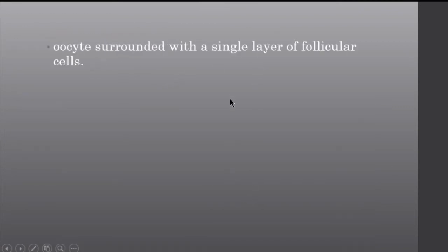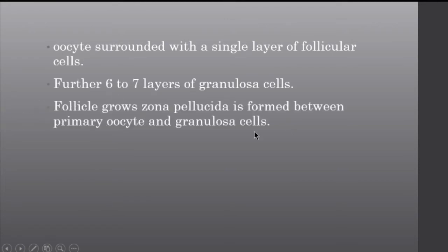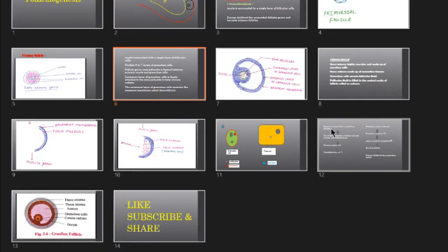The oocyte is surrounded with a single layer of follicular cells, as I told you. Further on, 6 to 7 layers of granulosa cells are found surrounding that. The follicle starts to grow. Okay, so that primary follicle starts to grow, and then you can see the zona pellucida is formed between the primary oocyte and the granulosa cells. So again we will see this figure.